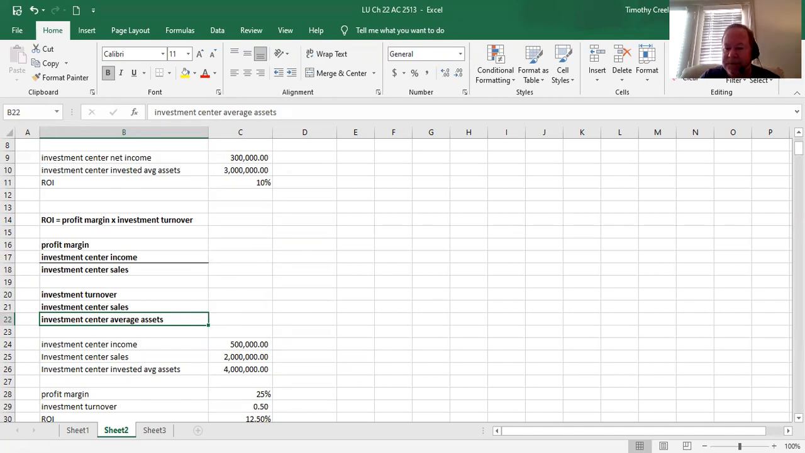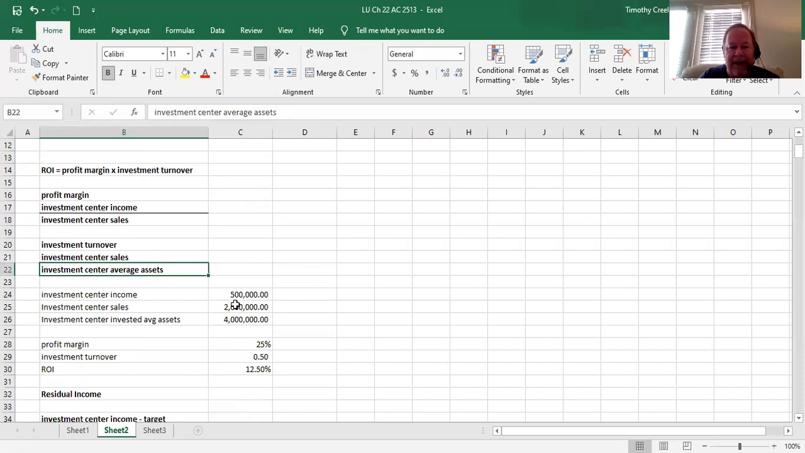So let's look at that. Let's say that we had investment center income of 500,000, investment center sales of 2 million, and investment center average invested assets of 4 million. So for our profit margin, we would take the investment center income and divide it by investment center sales, and we would get 25%. So we're generating a 25% profit margin on everything that we sell.